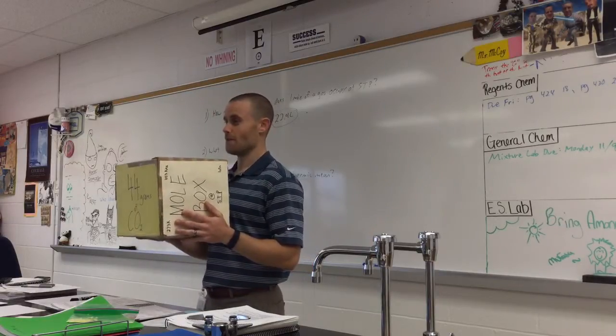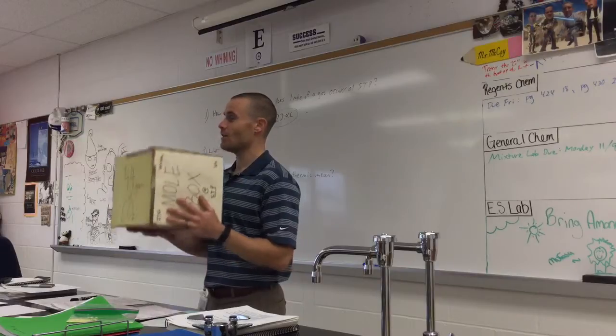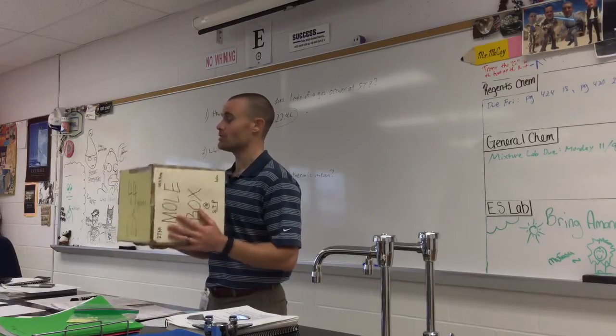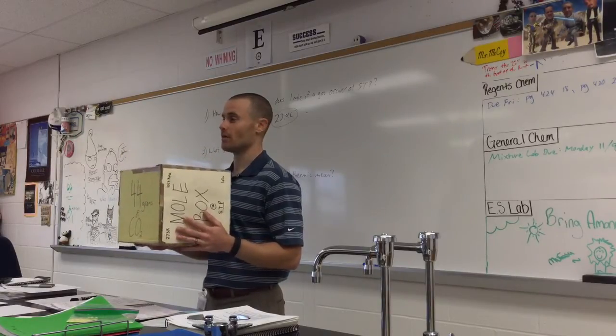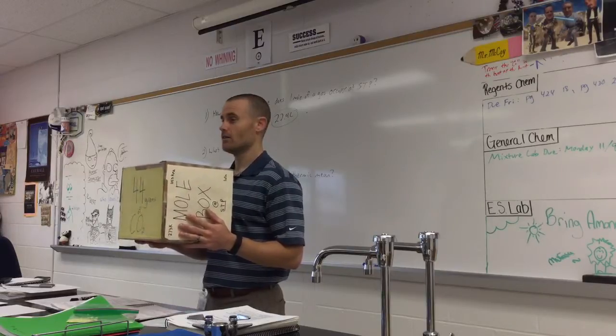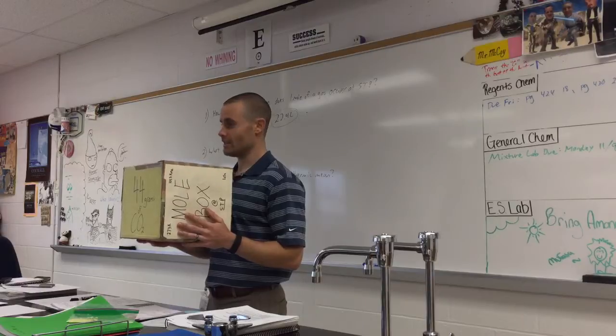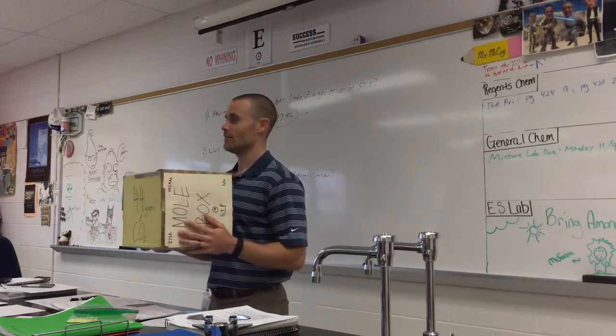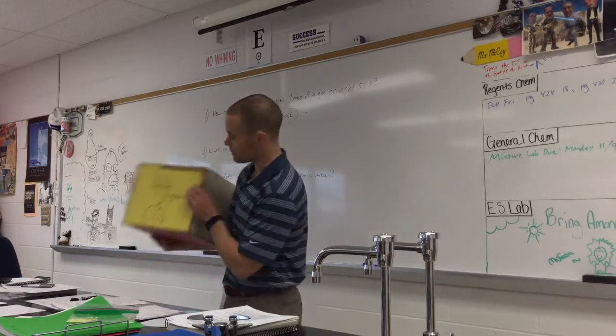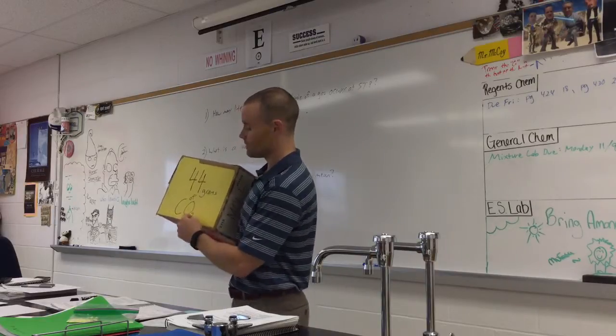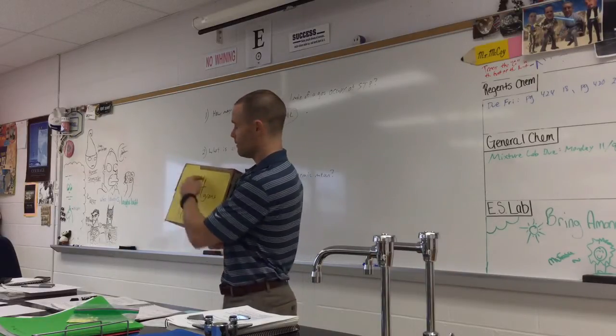There's 2 oxygens, right? It's the mass of 1 carbon and 2 oxygens added together. What's the mass of carbon? 12 grams. What's the mass of oxygen? 16. What's 16 plus 16? 32. So that's the 2 oxygens. What's 32 plus 12? 44.